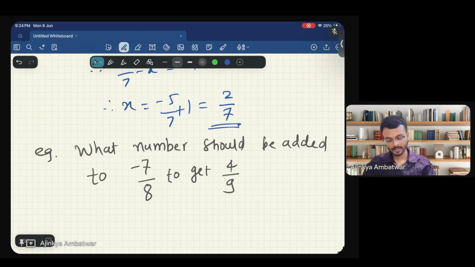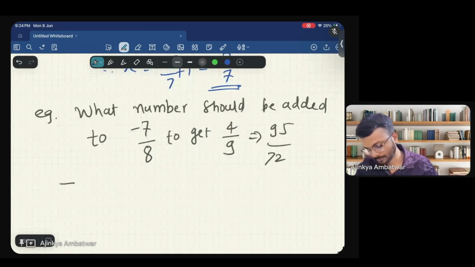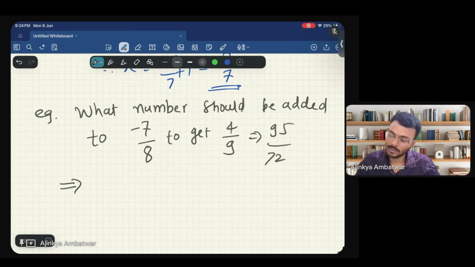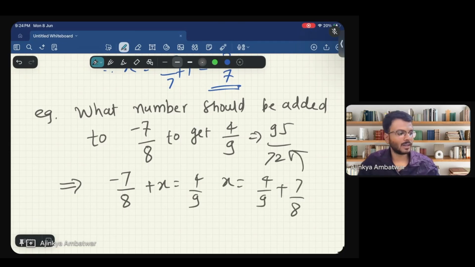95 by, very good, that's the correct answer. कैसे, क्या, बताओ जल्दी से. Tell me what steps you took. What are the steps? Very good. And then you added these and you get a simple answer. Very good. Let's try one more.